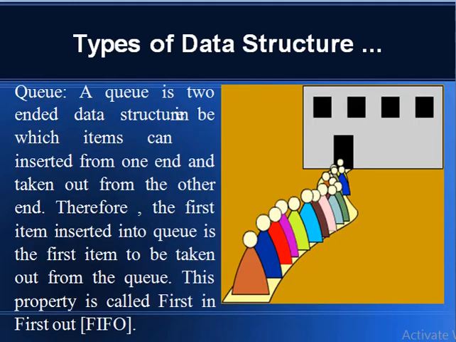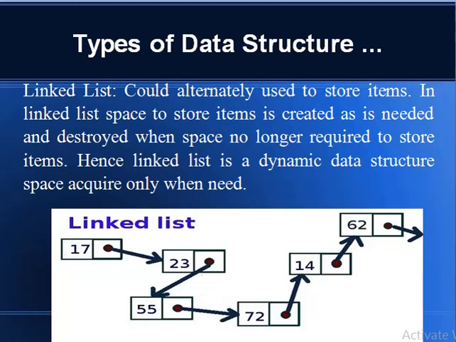Queue is another type of data structure. A queue is a two-ended data structure in which the atoms can be inserted from one end and taken out from the other end. Therefore, the first atom inserted into the queue is the first atom to be taken out from the queue because it is open at both ends. This methodology that queue follows is called first in, first out.